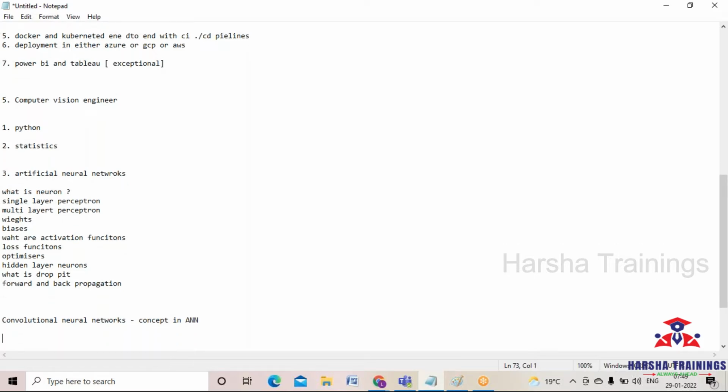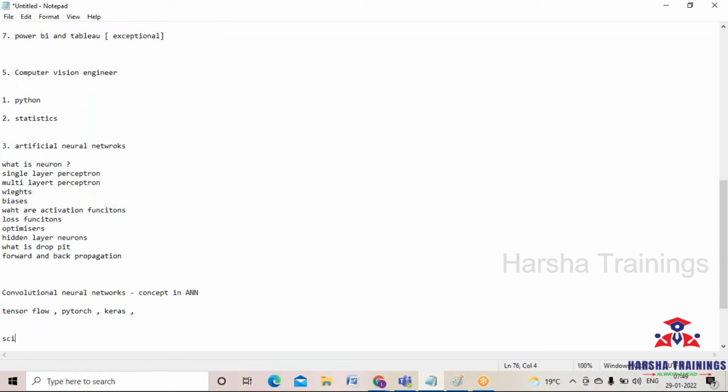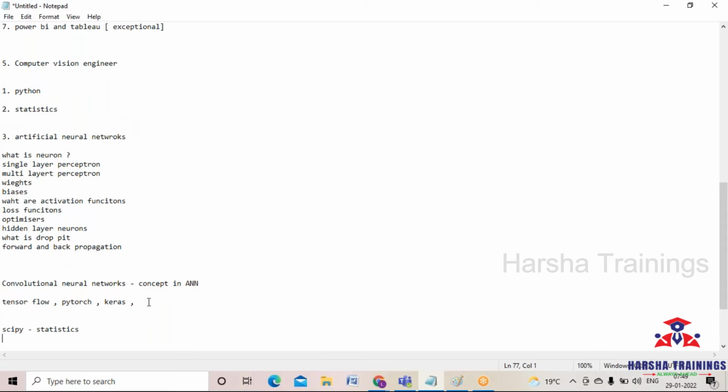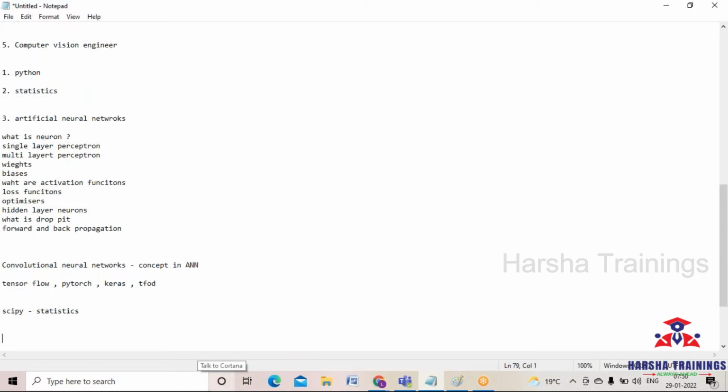In the convolutional neural networks, you also have to know the libraries like TensorFlow, PyTorch, Keras, and for statistics you have to know SciPy. So these are the libraries, and TFOD also, that is TensorFlow Object Detection. The convolutional neural networks are again divided into multiple sections. One is classification, another is detection, another is tracking.